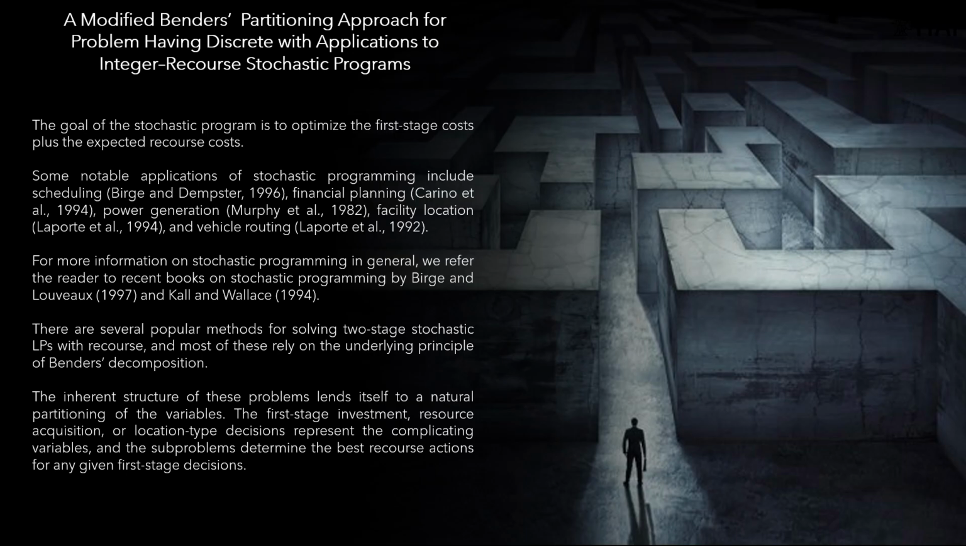There are several popular methods for solving two-stage stochastic LPs with recourse, and most of these rely on the underlying principle of Benders decomposition. The inherent structure of these problems lends itself to a natural partitioning of the variables. The first-stage investment, resource acquisition, or location-type decisions represent the complicating variables, and the subproblems determine the best recourse actions for any given first-stage decisions.